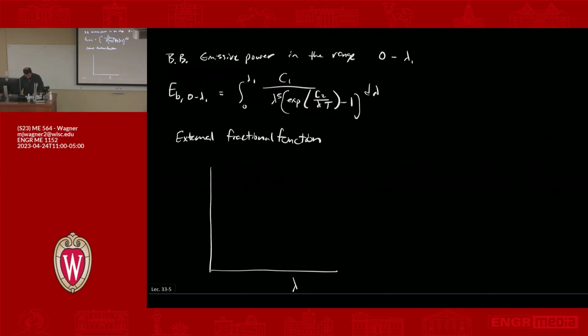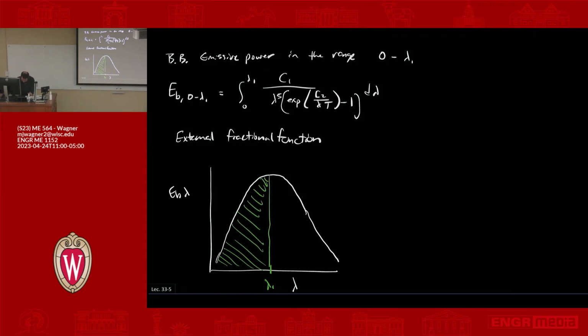So if we were to plot out our power, with wavelength down here and E_B lambda here, the curve looks something like this. If I wanted to know the total light between 0 and some lambda 1, I'm basically just asking for this integral in this region. So you go to the external fractional function, you plug in your wavelength, and you also need to account for the temperature.